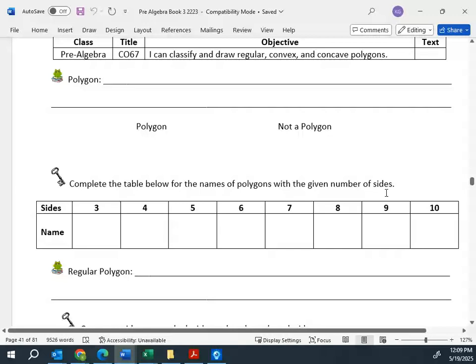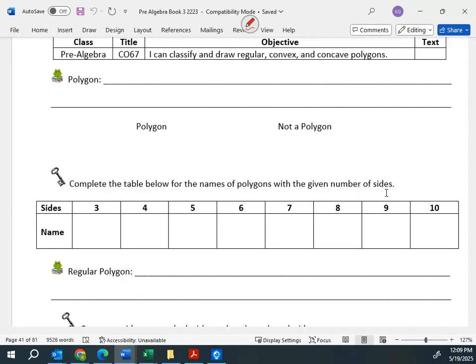Good afternoon. Today we are continuing on with our objective CO67. I can classify and draw regular, convex, and concave polygons. So first we need to know, what is a polygon?